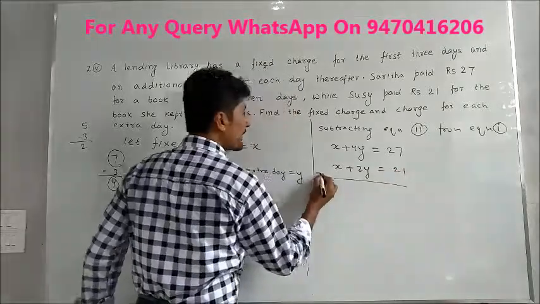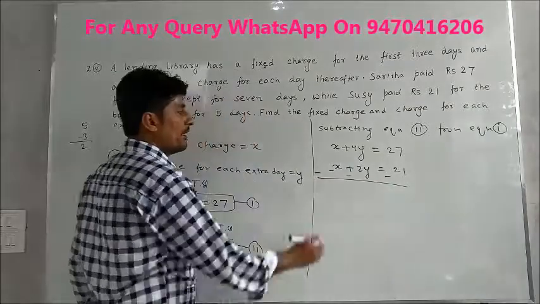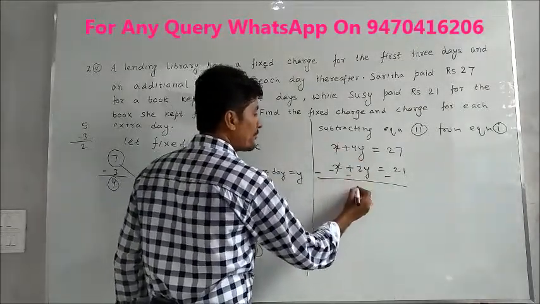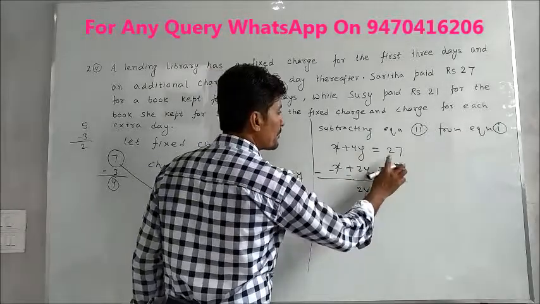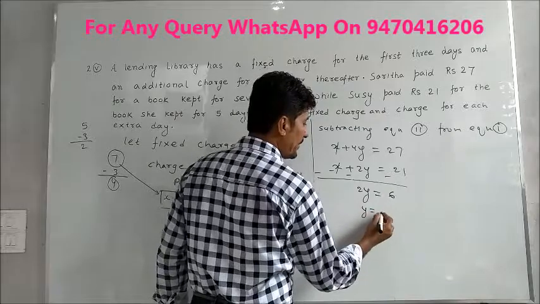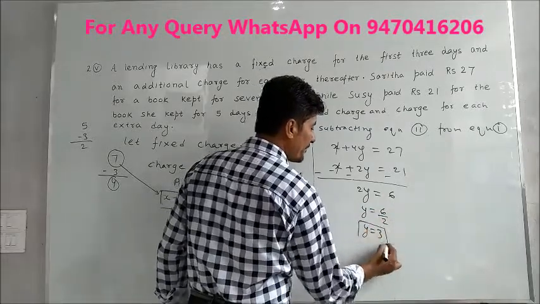Now we are going to subtract both the equations. Plus x minus x, both will cancel. Plus 4y minus 2y equals 2y, equals 27 minus 21, equals 6. So y equals 6 upon 2. Hence the value of y equals 3.